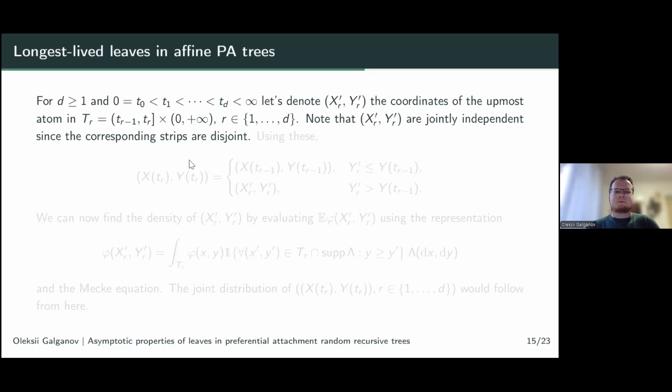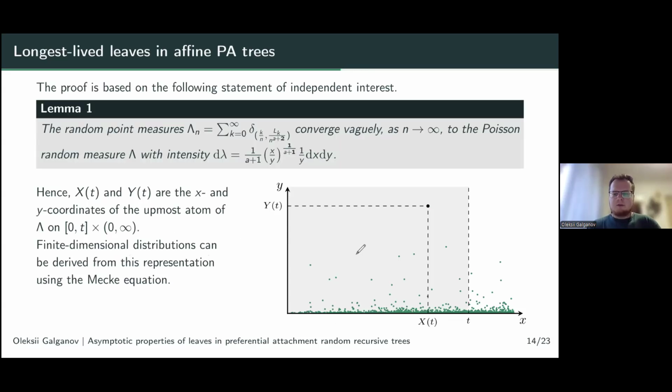For the d-dimensional distribution, we take these d moments of time, and by X'_r, Y'_r let's denote the coordinates of the uppermost atom in these strips. If we go back to this picture, we would have one strip, then we would have another, and in each of these strips we define these new random variables, X' and Y'.